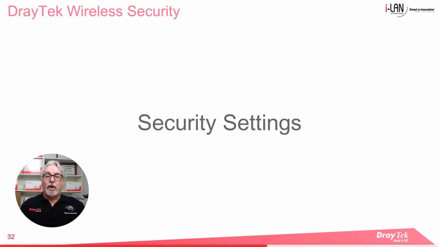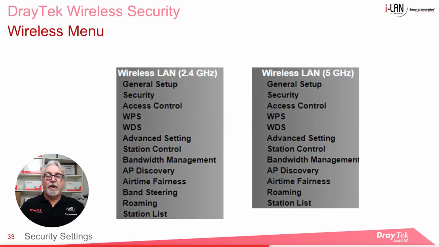Let's now check out some wireless security settings in DrayTek routers and access points that you can use to enhance your wireless security. Shown here are the Wi-Fi menu options for both the 2.4 GHz and 5 GHz bands as they appear in dual-band Vigor wireless routers. DrayTek access points have similar menu options. There are some different menu options in the access points, but the security settings are similar.